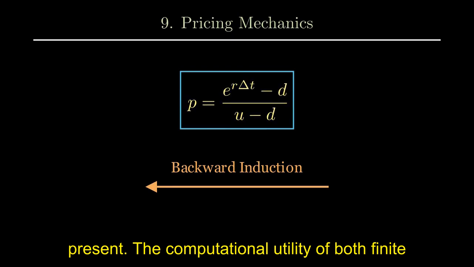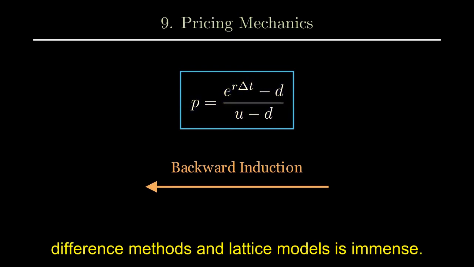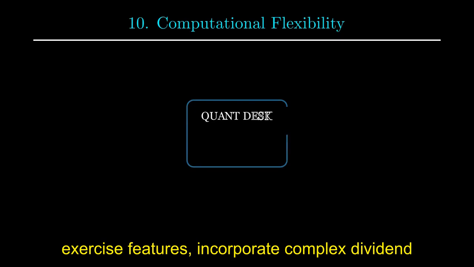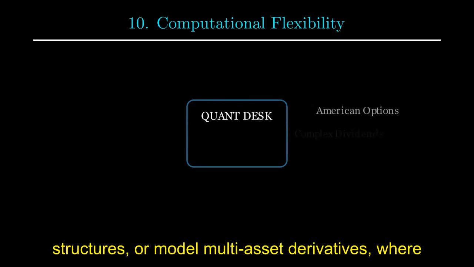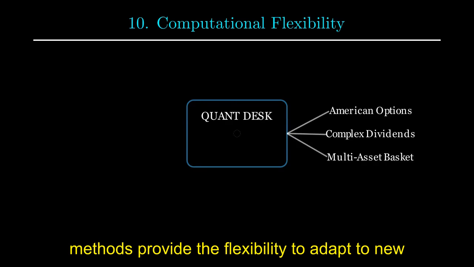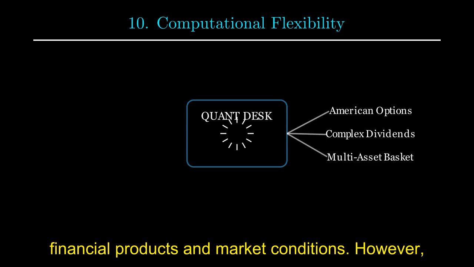The computational utility of both finite difference methods and lattice models is immense. They allow quants to price options with American exercise features, incorporate complex dividend structures, or model multi-asset derivatives, where analytical solutions are simply out of reach. These methods provide the flexibility to adapt to new financial products and market conditions.